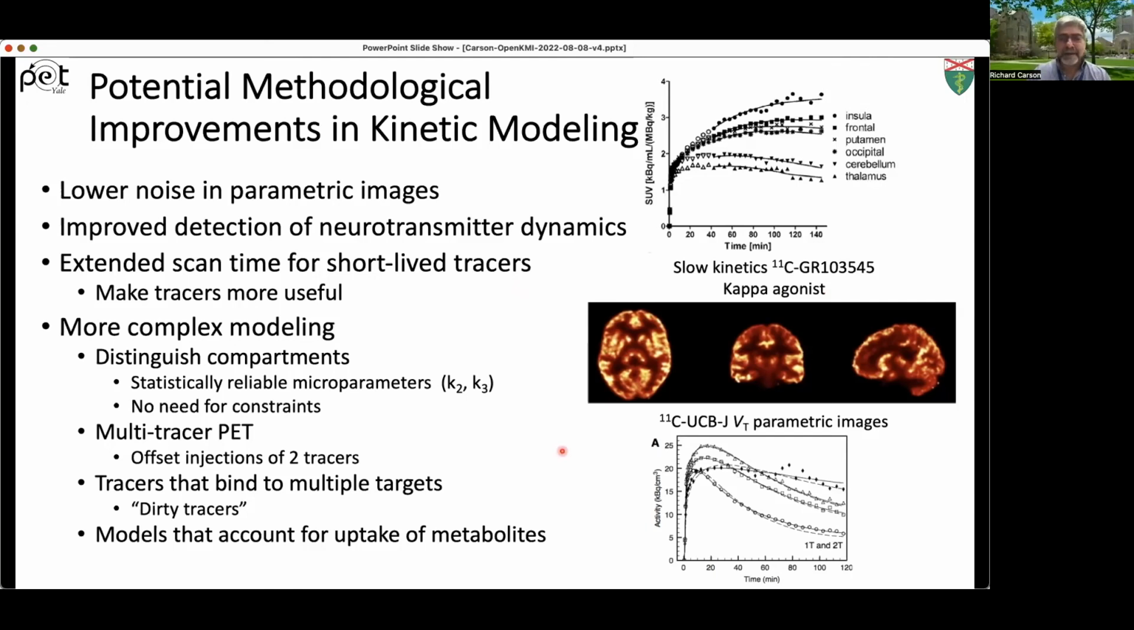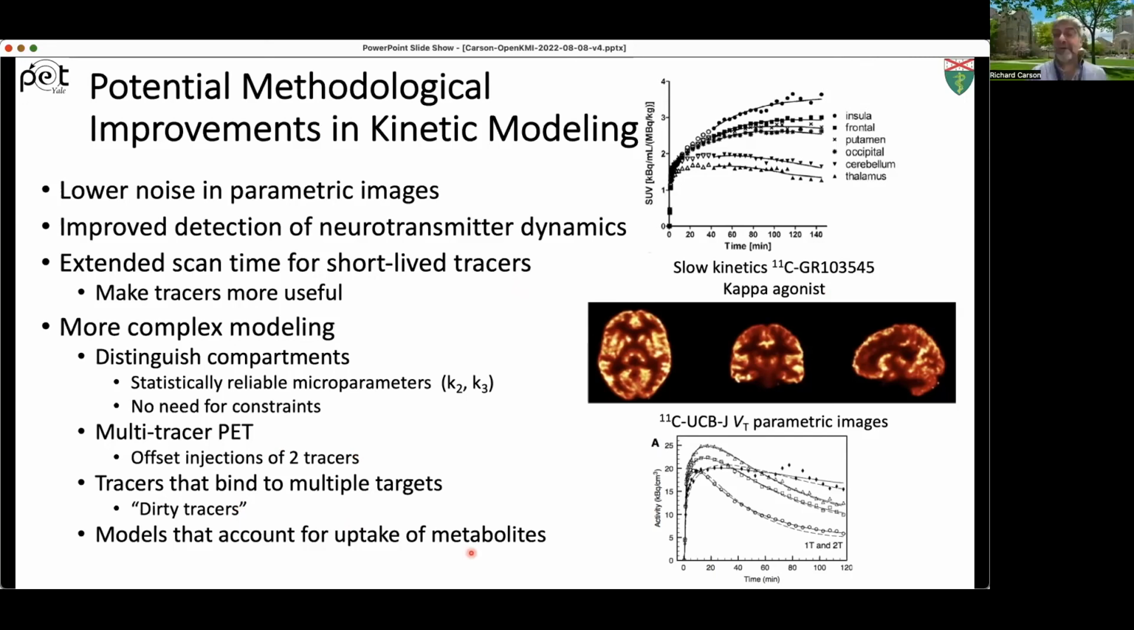Can we start really trusting those microparameters without having to constrain them? Can we do multi-tracer PET? It's been an idea around for a while. Can we do that more accurately by handling those two tracers, to get something in a more patient-friendly way? And sometimes our tracers are a little dirty, and maybe we can understand that they're binding to two targets. Or for tracers where the metabolites go in the tissue, can we take that all into account?